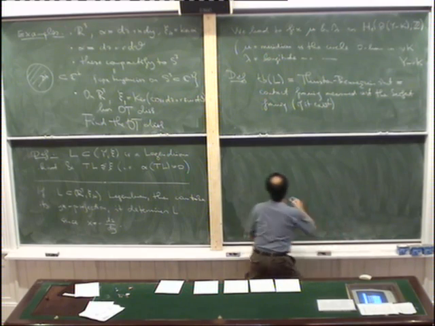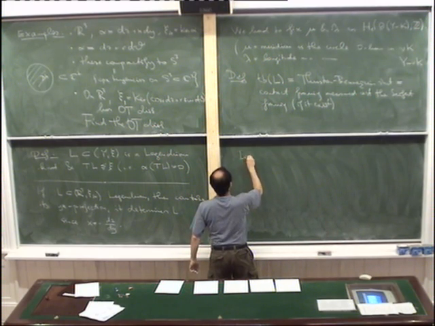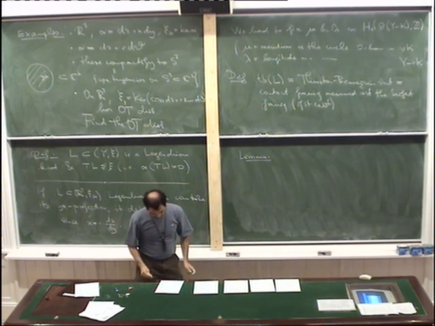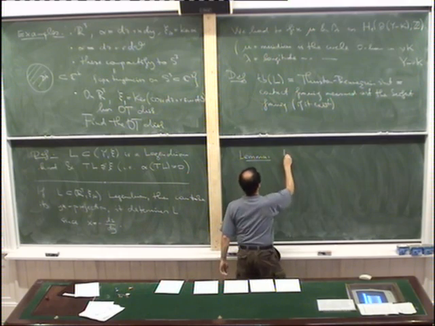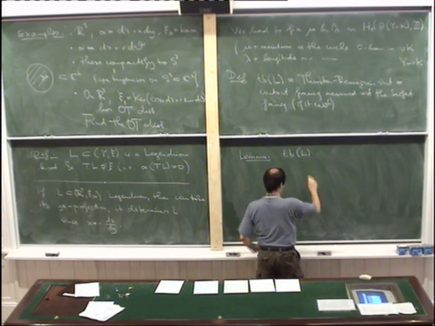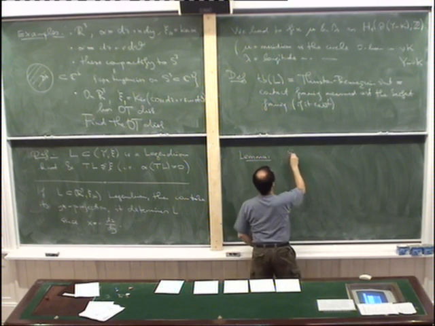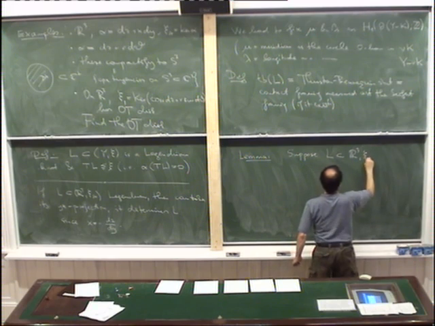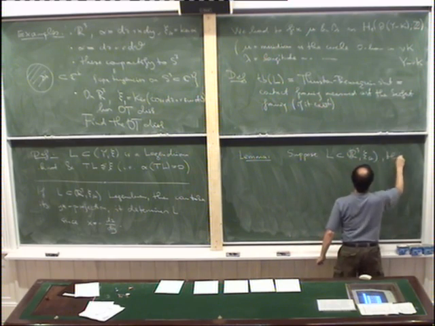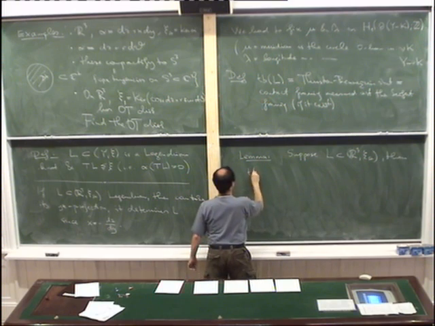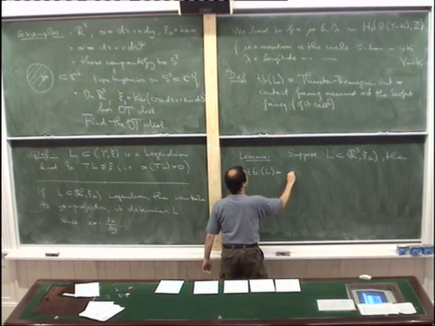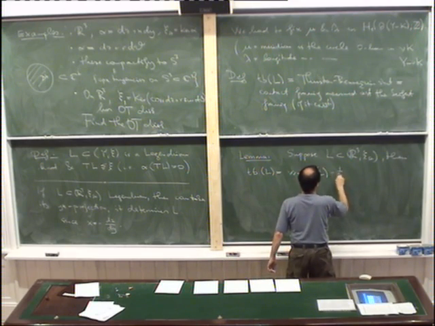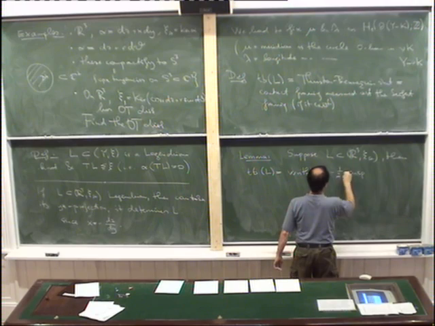And here is a formula. So I will call it a little lemma, which says that, suppose L is in the standard 3-space, then the Thurston-Bennequin number of L, TB of L, is nothing but the writhe of L of the projection minus 1/2 the number of cusps.